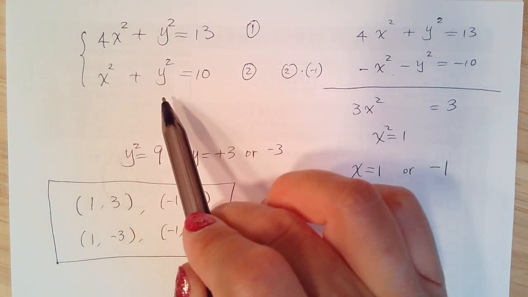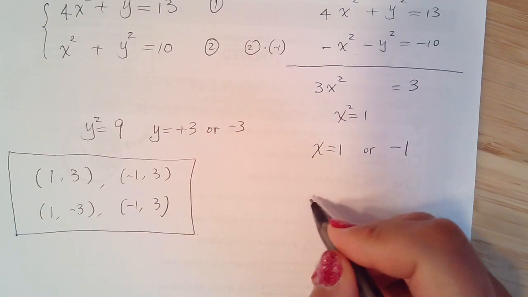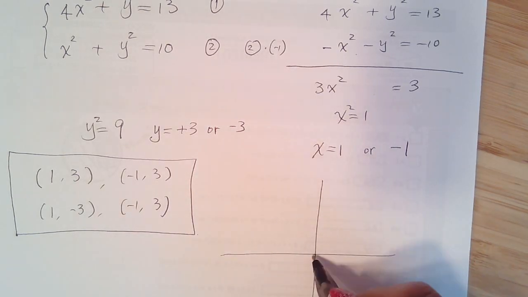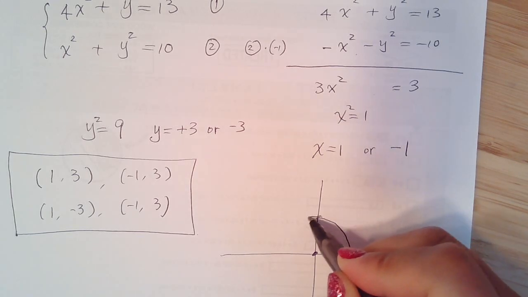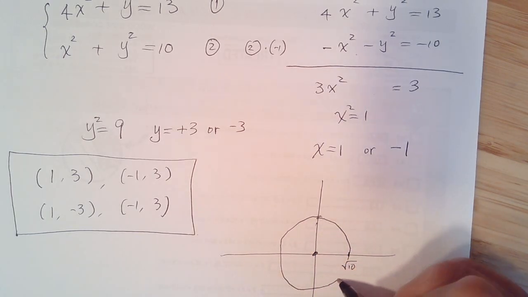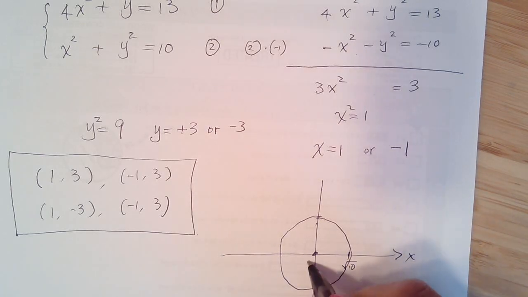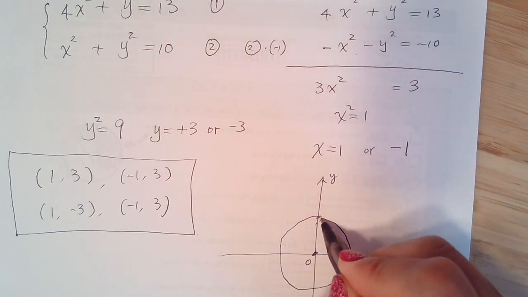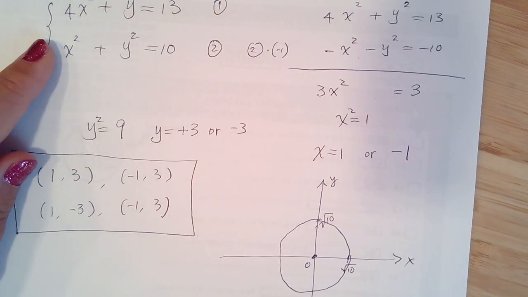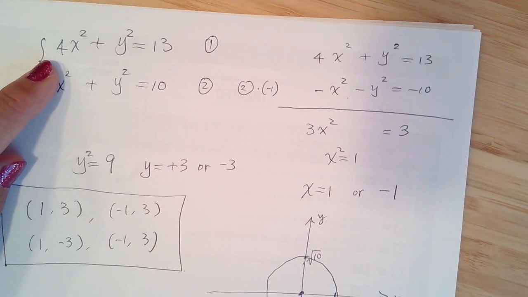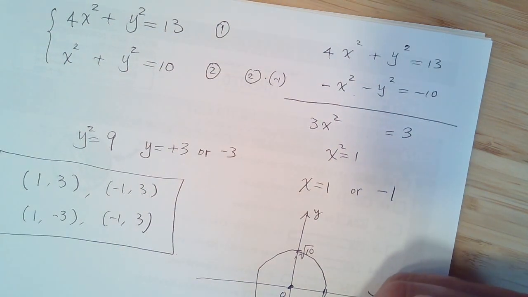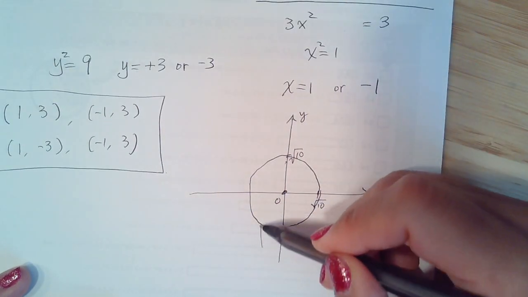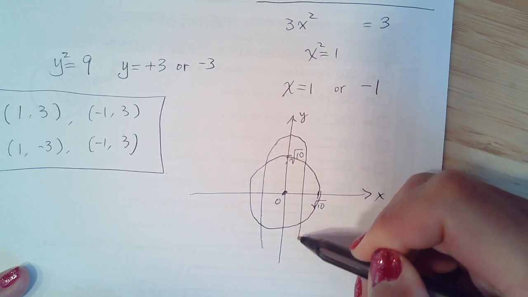Basically, this one, x squared plus y squared is 10. Do you remember that was a circle? It should be a circle, centered at 0, 0, and with a radius of square root of 10, right? Here's root 10. Okay, so what about this one? This one is an ellipse. I don't have very good graphing skill, but I can tell you it looks like this.